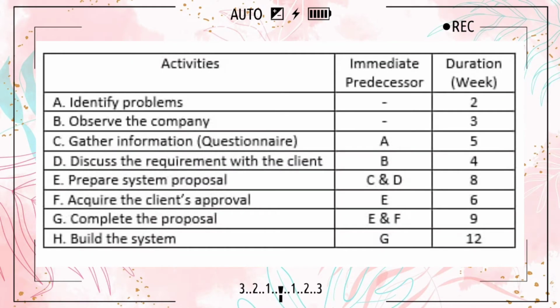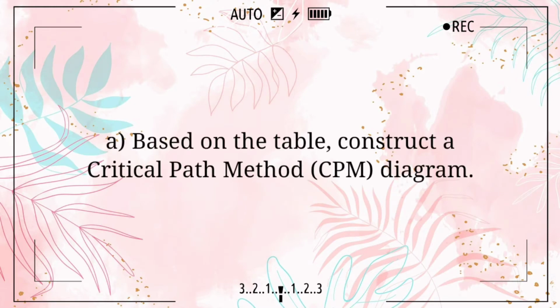As we can see, the list of activities are shown on the left side. And the activities are identify problems, observe the company, gather information, discuss the requirement with the client, prepare system proposal, acquire the client's approval, complete the proposal, and last but not least, build the system. The table also shows the previous activity and the duration for each activity. Okay, so the first question is, based on the table, construct a critical path method, CPM, diagram.